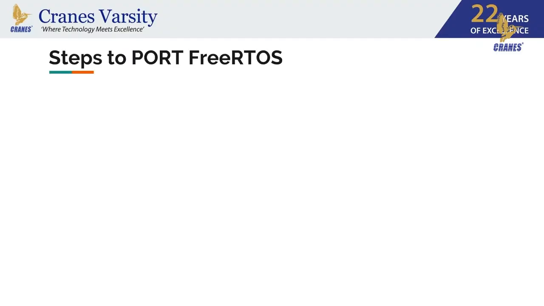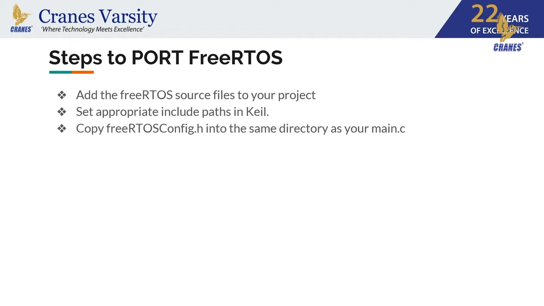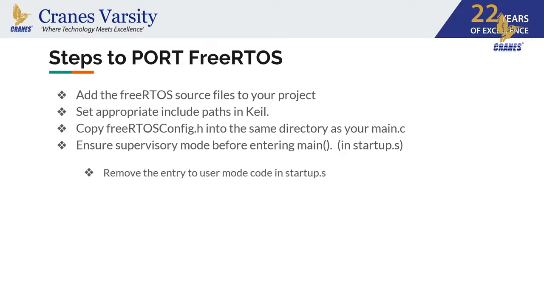Here the first step is that we need to add the FreeRTOS source files to your project, and the second step, we are going to set the appropriate include paths in our Keil MicroVision, and the third point is we are going to copy our FreeRTOSConfig.h into the same directory where your main.c is present. The fourth point, we are going to make sure we are in supervisory mode before entering into our main program, so that modification we can do in our startup.s. So we are going to remove the entry of the user mode code in our startup.s in order to do that. Next, we are going to modify our software interrupt handler, the SWI handler, in our startup.s. So these are all the 5 points that we are going to do in order to port our FreeRTOS into our LPC2129. So now we will create our new project and we will get started.